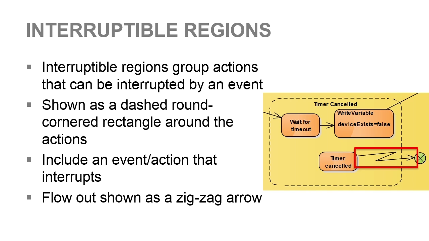There's a flow out from the interrupting event that is shown as a zigzag or lightning bolt arrow. In this case, it goes to a flow final node, which terminates that flow without affecting the other parallel flow. Let's put this into practice in Enterprise Architect.